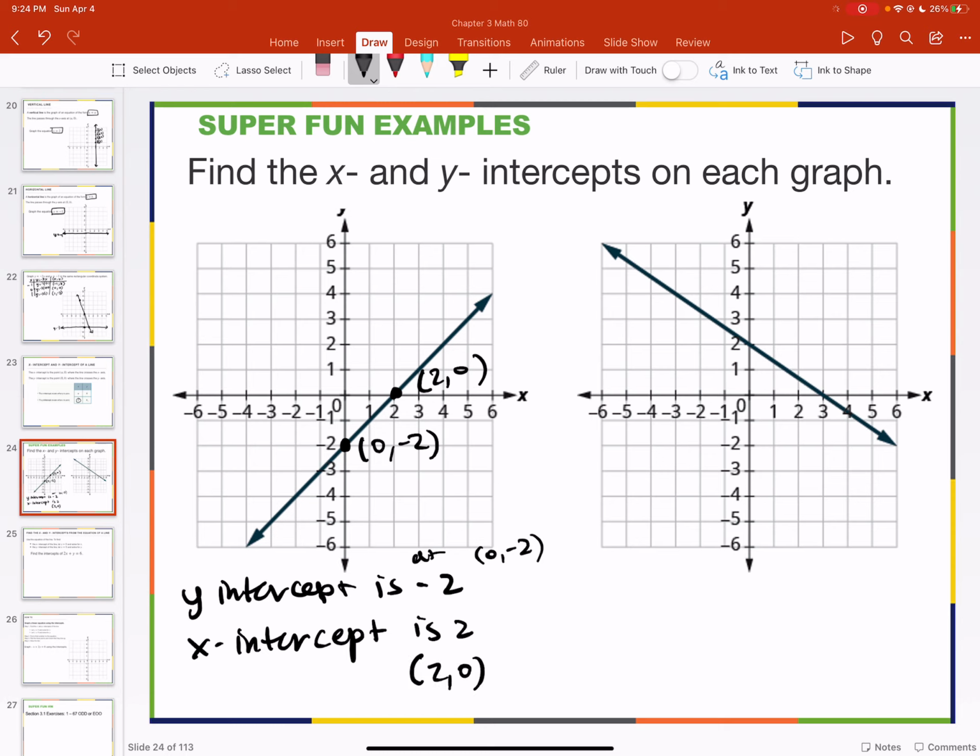We have two others here. This would be the point 0, 2. This is the y-intercept, right? Because it crosses the y-axis. And then here, crossing the x-axis, is 3, 0. That's the x-intercept right here.